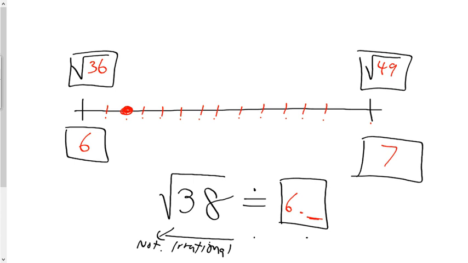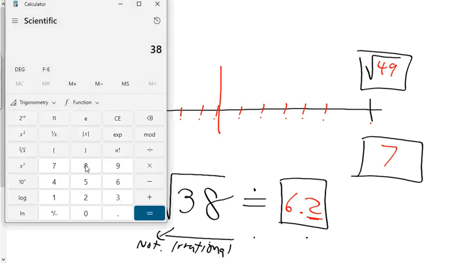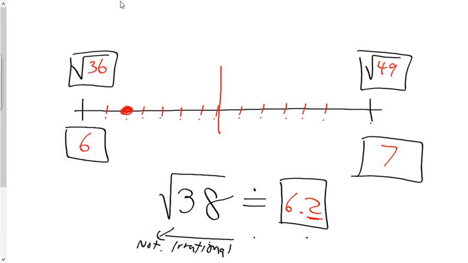And therefore, if we think about this as being the halfway point, maybe 6 decimal 2. Would you agree with that? How many had 6 decimal 2? How many said 6 decimal 3? Both are good answers. Both are appropriate. The actual answer, though, with a calculator, the square root of 38 would be 6 decimal 16, which we're going to round up to be 6 decimal 2, and that's how you do it.